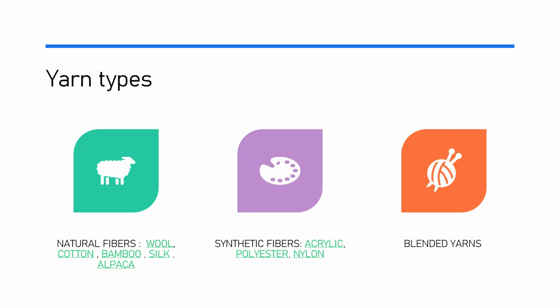Next one is the synthetic fiber. They are acrylic, polyester and nylon. Next is the blended yarn. Blended yarn is nothing but the combination of both the natural fiber and the synthetic fiber. For example, wool and acrylic can be combined together to form a blended yarn. Among these fibers, acrylic yarn is most widely used because of its durability. It is the most preferred one and it is a little cheaper compared to the other types of yarn.